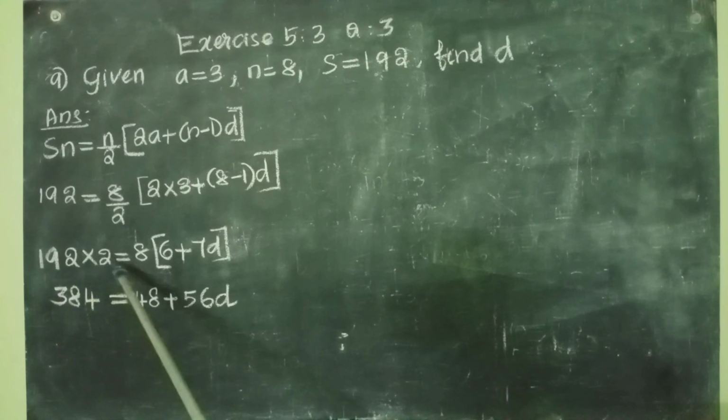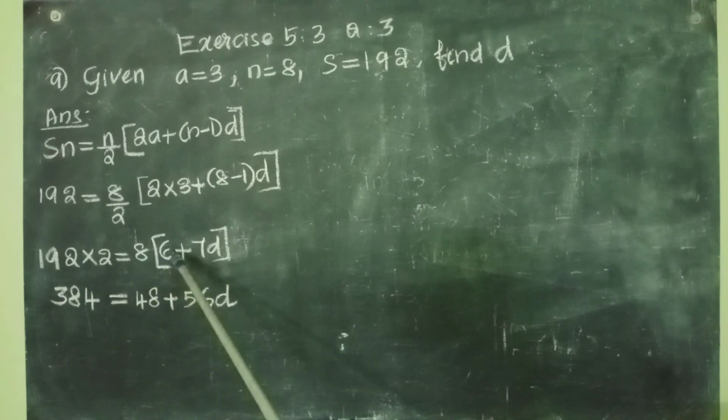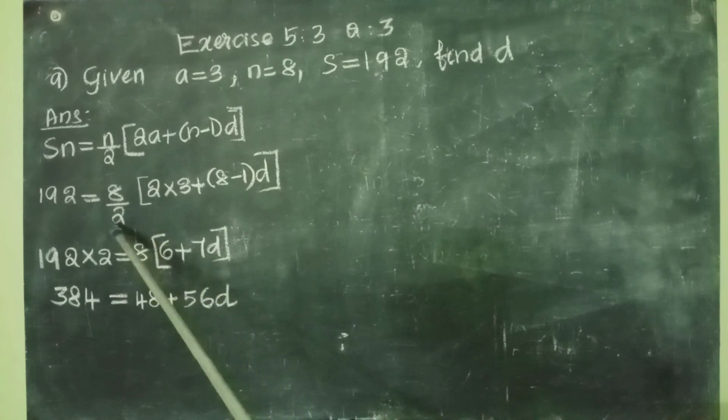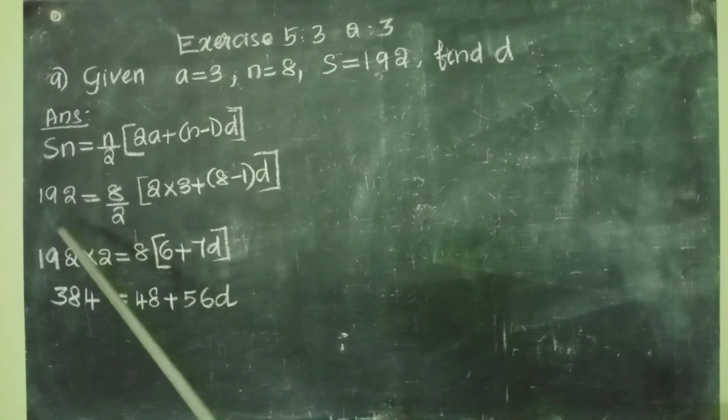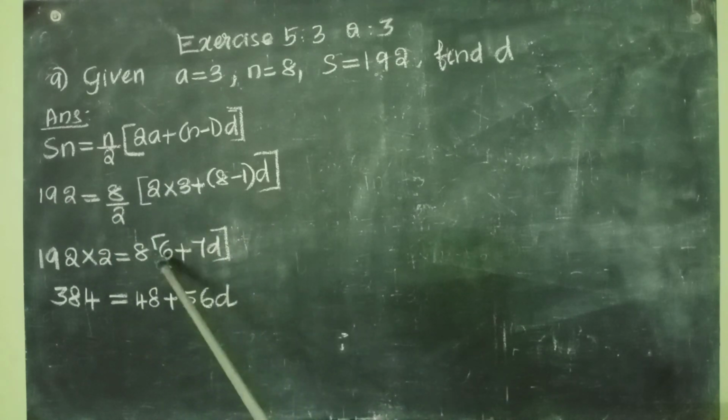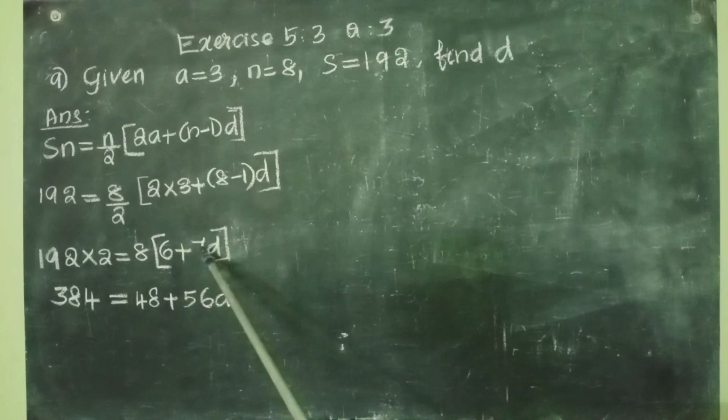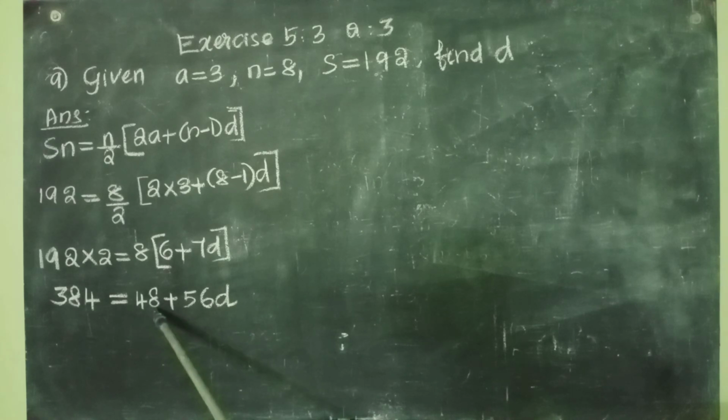192 into 2 equal to 8 into 6 plus 7d. This divided by 2 is taken to left side. 2 into 3, it is 6. 8 minus 1, it is 7. So we get 384 equal to 48 plus 56d. 8 into 6, 48. 8 into 7d, 56d.